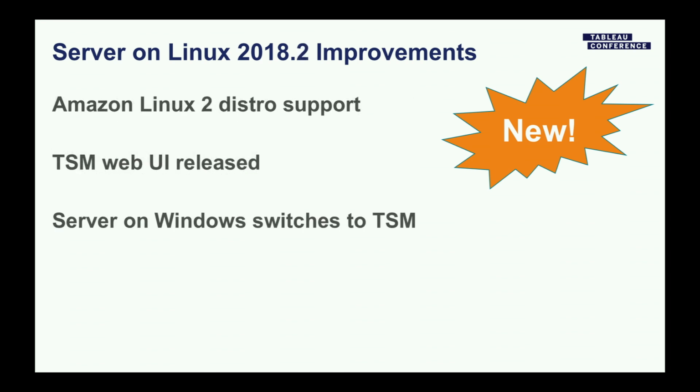In the 2018.2 release, one of the main improvements was that we now support Amazon Linux 2. So it's very important for customers that are using AWS. It's just very easy to pick the very first choice in AMIs to use Amazon Linux 2 now. This was also the release when the TSM Web UI was made available on both Windows and Linux. And of course, while it's not a Linux improvement, server on Windows switched to TSM with the 2018.2 release. So now we have full parity on both platforms using TSM.